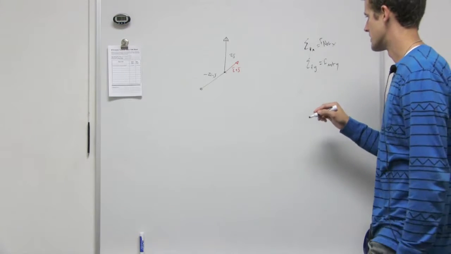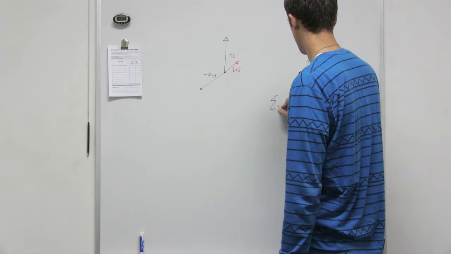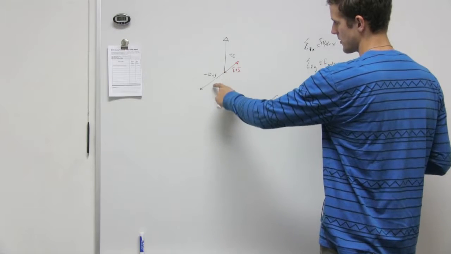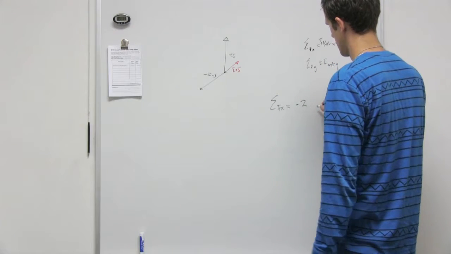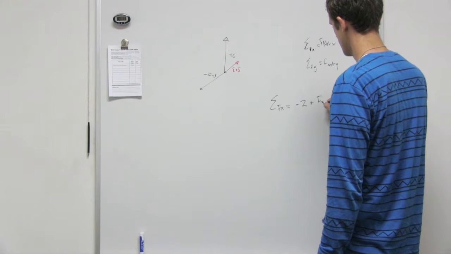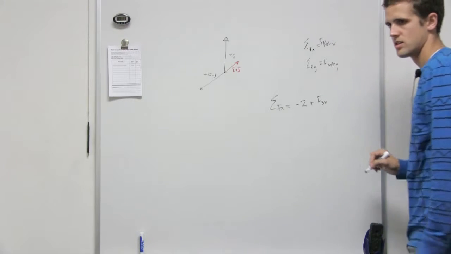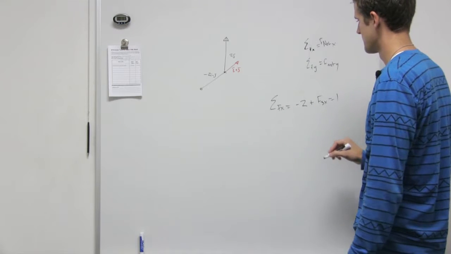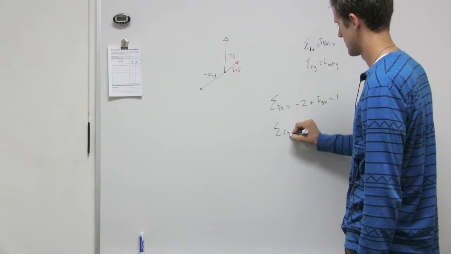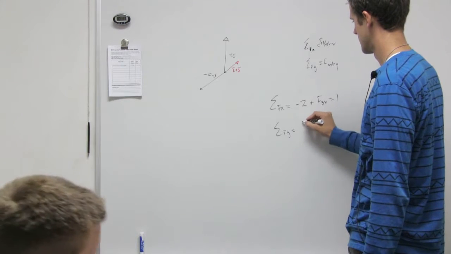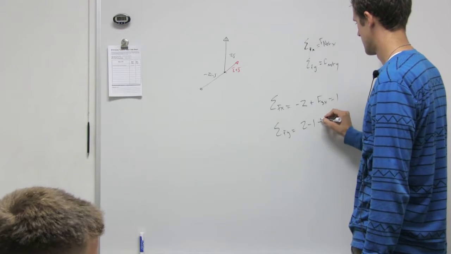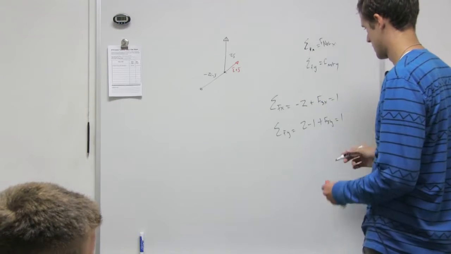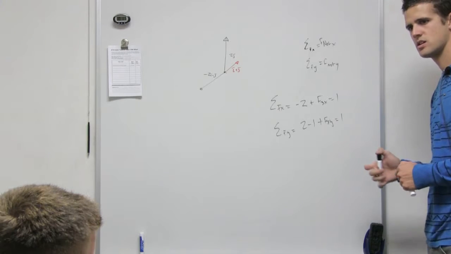So this one you do the same thing. You'd say the sum of forces in x equals, well, you don't have any from here, but you've got negative 2 plus f3x equals the net force in x, which is 1. And then you do the same thing in y. So you'd say 2 minus 1 plus f3y equals 1. Does that make sense?